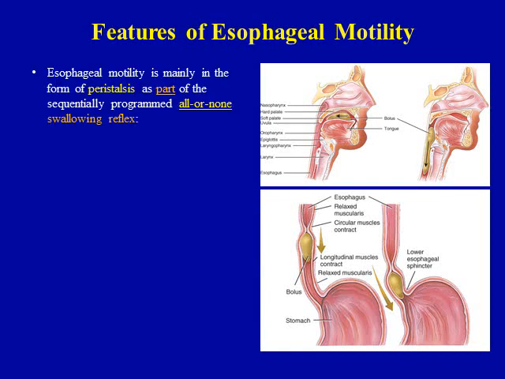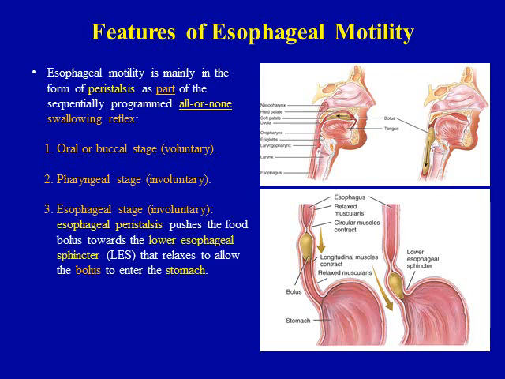Esophageal motility is mainly in the form of peristalsis as a part of the sequentially programmed, all or none swallowing or deglutition reflex that has three different stages. One of them is voluntary and the other two are involuntary. The first stage is the oral or buccal stage that happens in the oral cavity to push the food towards the pharynx.